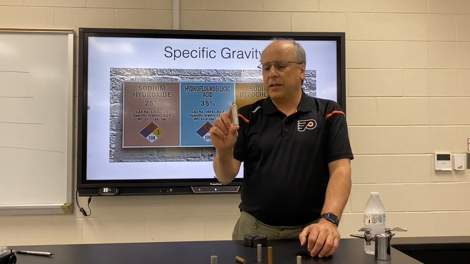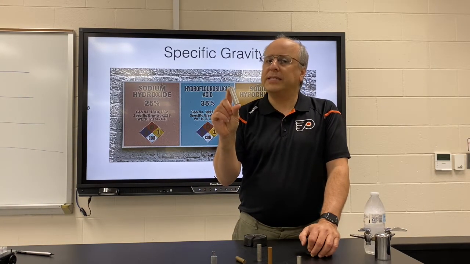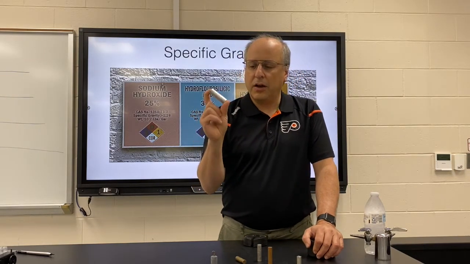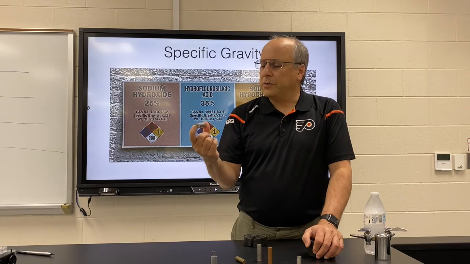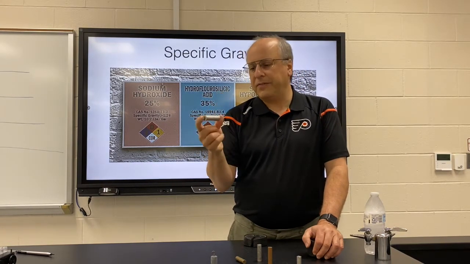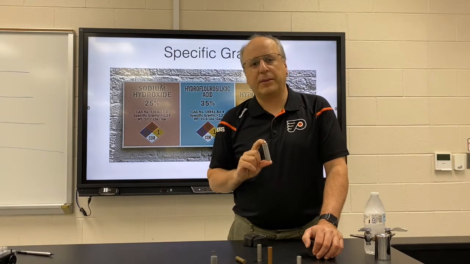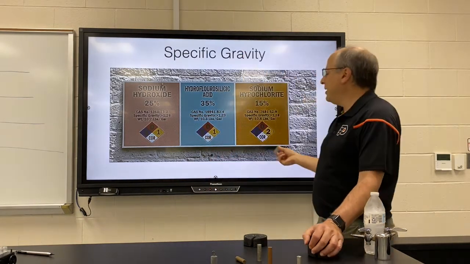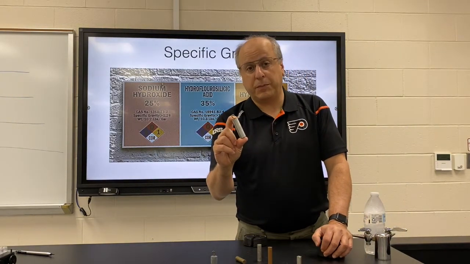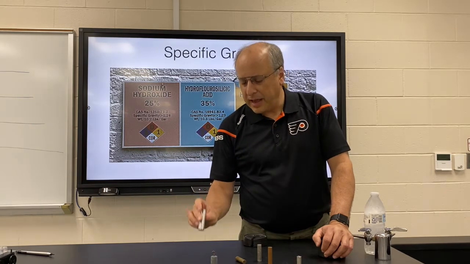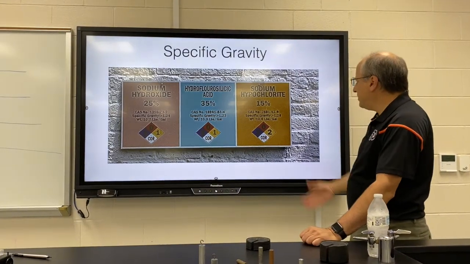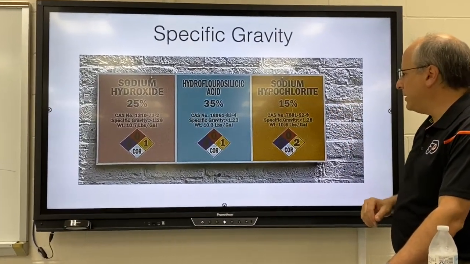So this has a specific gravity of 2.7. That means it's 2.7 times the density of pure water. So if I was working in grams per milliliter, I multiply 1 by 2.7 and I get a density of 2.7 grams per milliliter. If I was working in kilograms per cubic meter, I would multiply again the 1,000 for pure water by 2.7 and I get 2,700.